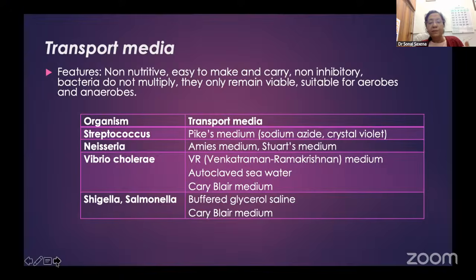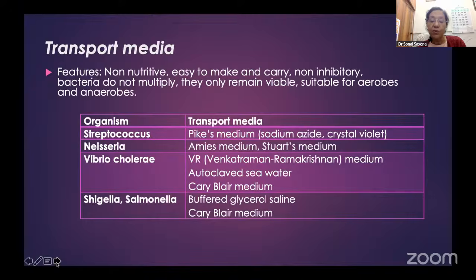So Pike's medium contains sodium azide and crystal violet, which inhibits GNB. Amies medium or Stuart contain charcoal and they allow the growth of Neisseria. They maintain the growth of Neisseria, do not allow the growth of other commensals. In Venkatraman Ramakrishna medium, or the autoclaved seawater, the salt is so high that it doesn't allow other organisms to multiply. Shigella and Salmonella use buffered glycerol saline and Cary-Blair medium.